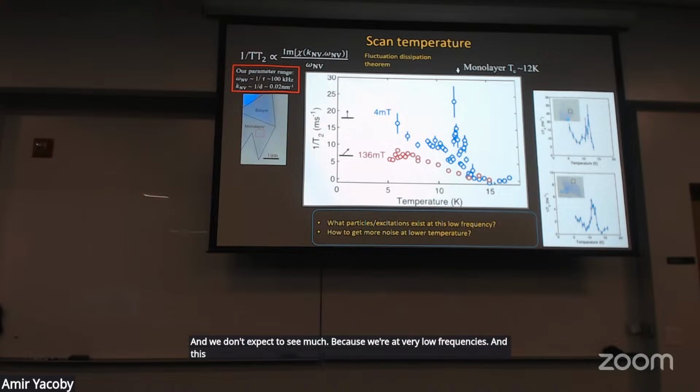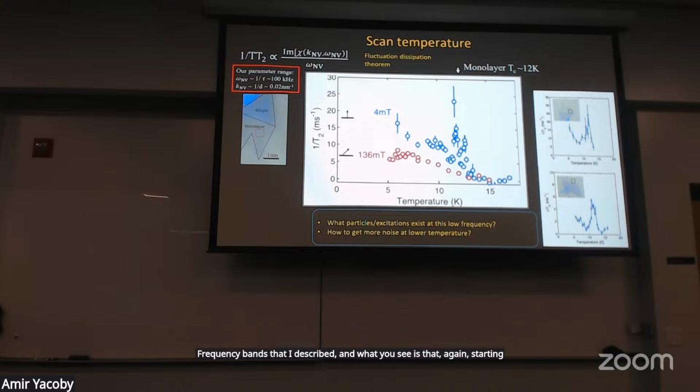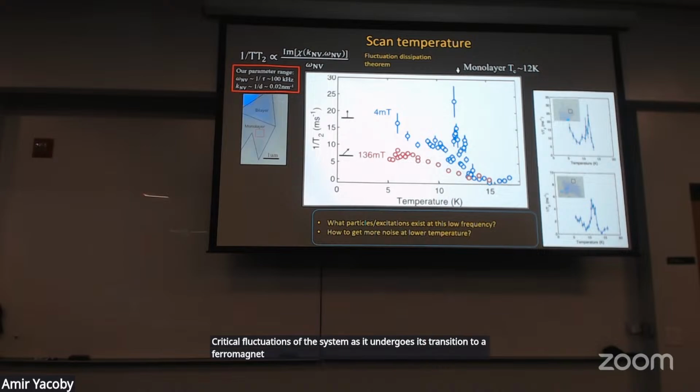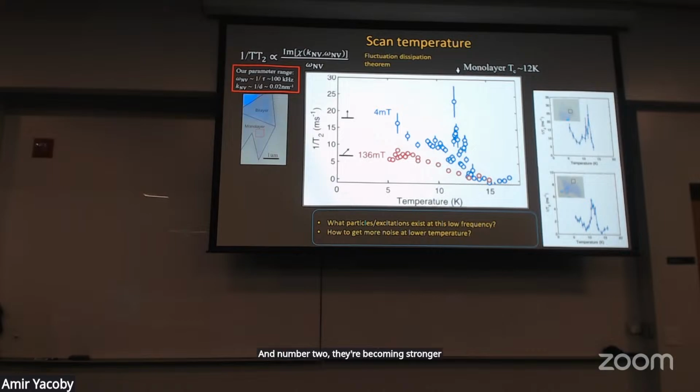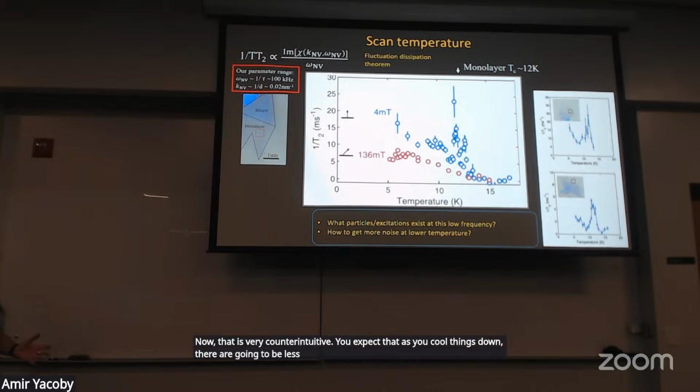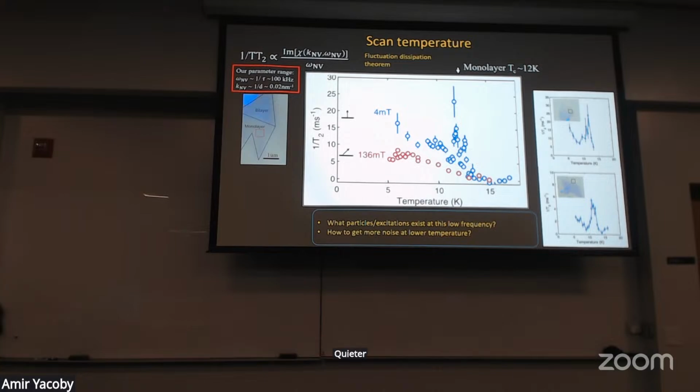And this is what we find. So this is 1 over T2 within the wavelength and frequency bands that I described. And what you see is that, again, starting from 15 Kelvin, where the magnet orders, number one, you see a very big peak having to do with the critical fluctuations of the system as it undergoes its transition to a ferromagnet. But below that, there's something really surprising. So number one, there are fluctuations. And number two, they're becoming stronger and stronger as you cool the system down. Now, that is very counterintuitive. You expect that as you cool things down, there are going to be fewer fluctuations and the system will become quieter. But in fact, that's not the case.